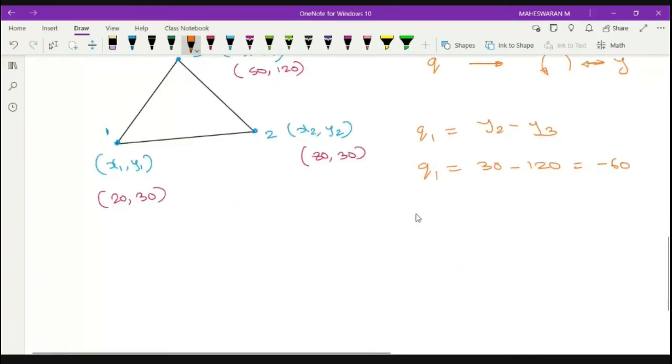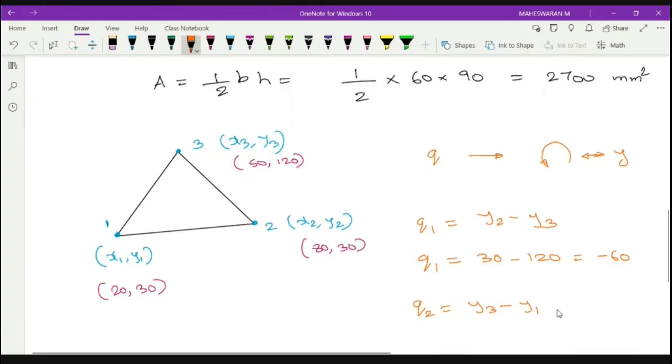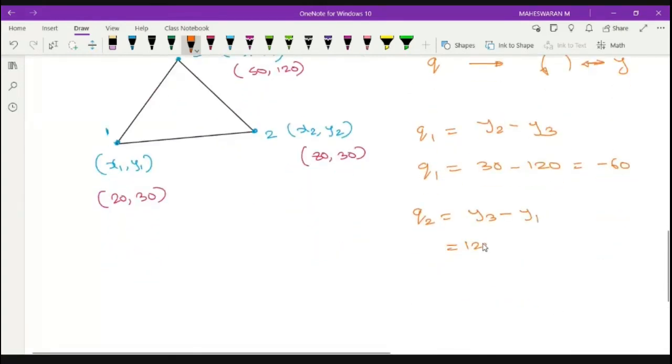Similarly, let me go for Q2. 2 is here, so going anti-clockwise, 3 and 1: Y3 minus Y1. Y3 is 120 and Y1 is 30, so again this is positive 60. Then Q3, 1 and 2, so Y1 minus Y2. Y1 is 30, Y2 is also 30, which is equal to 0. So these are my Q1, Q2 and Q3.